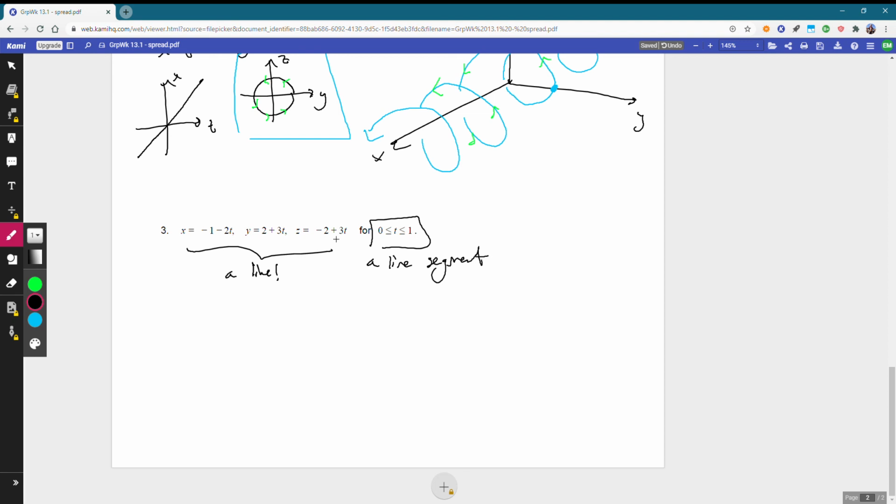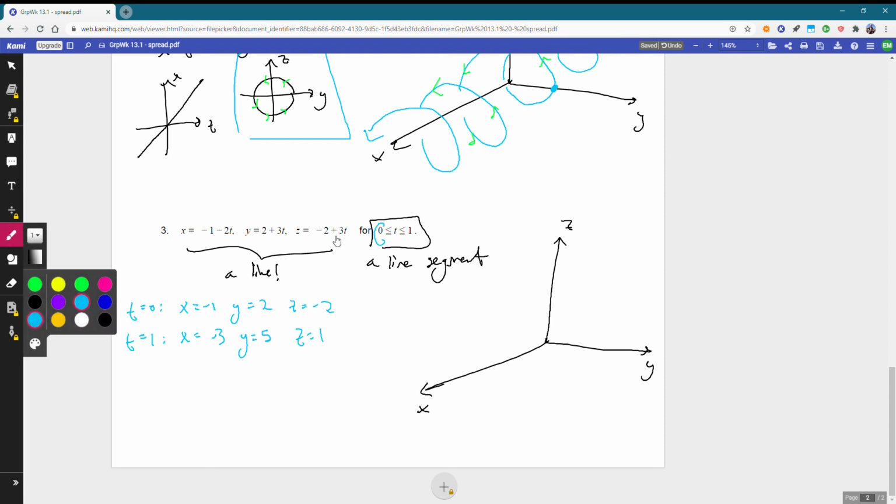And so there are some different ways to think about this. If we'd like, we can just plug in 0 and see what we get. t equals 0, we'll get x equals -1, y equals 2, z equals -2, and at t equals 1, we're going to get x equals -1 minus 2, so that's -3, y equals 2 plus 3, so 5, and z equals -2 plus 3, which is 1. So we'll draw this, and then I'll give us one more perspective on this curve.